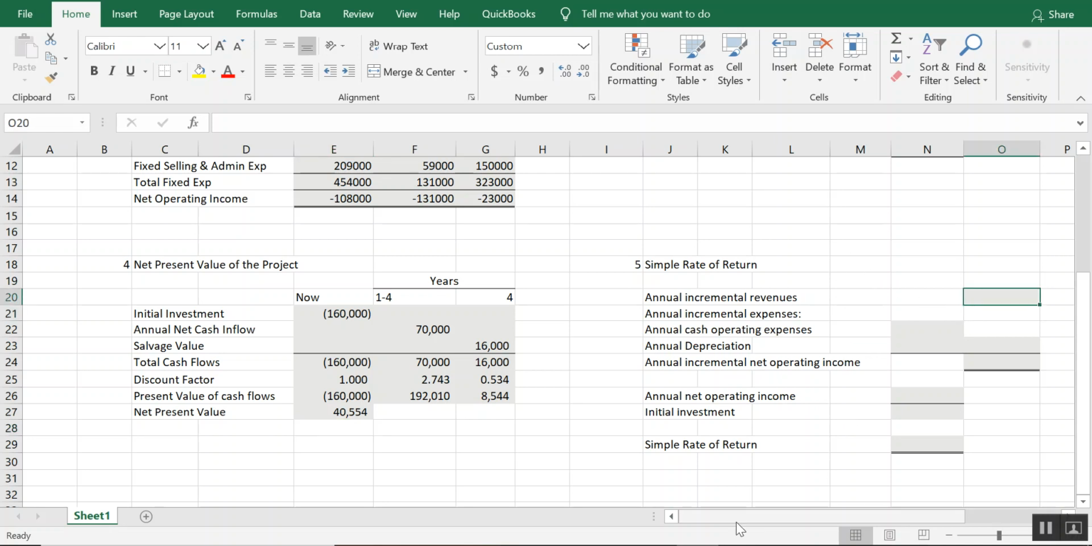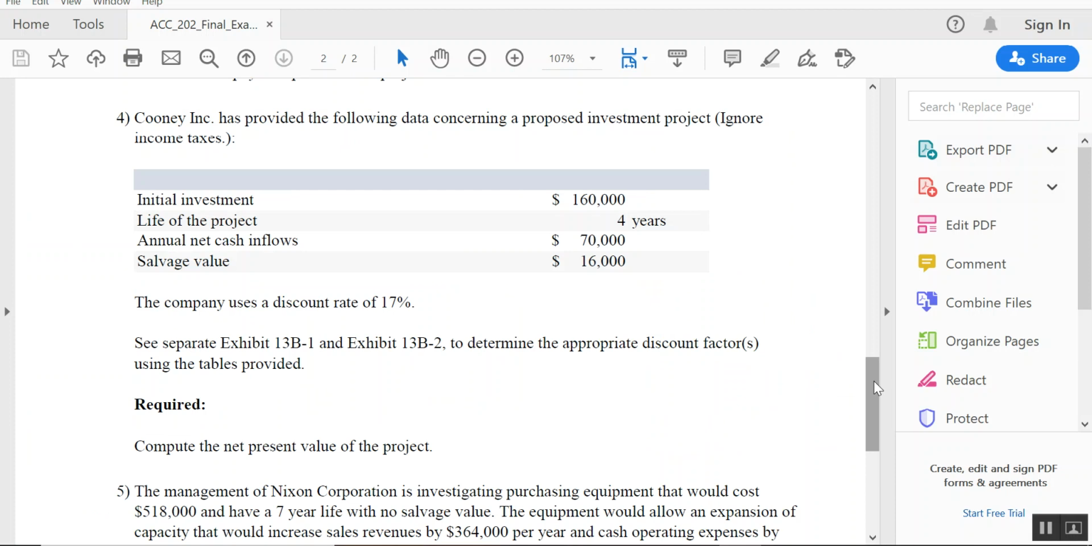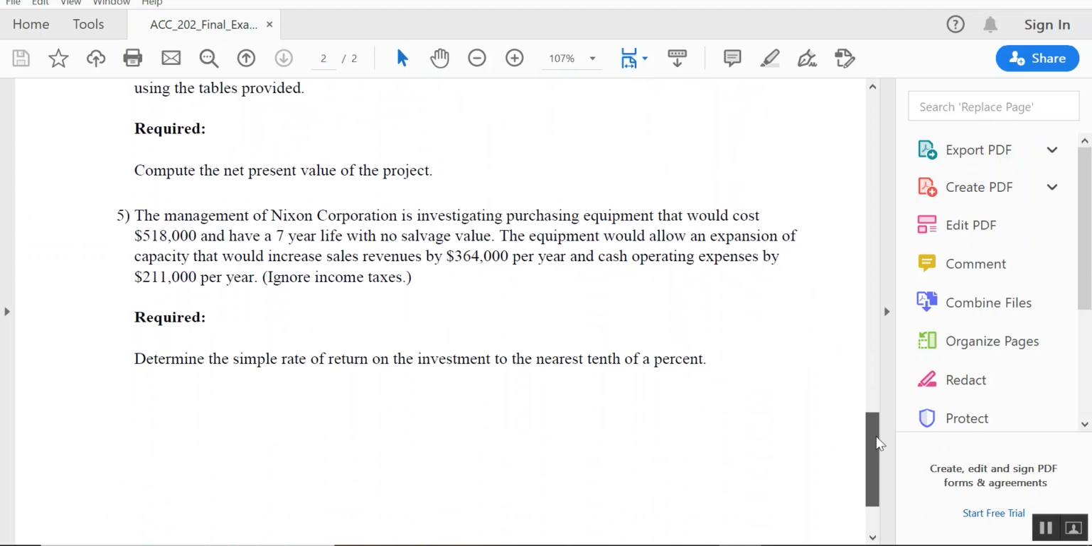Okay. The last problem I have here is number 5, which is a simple rate of return question. This says the management of Nixon Corporation is investigating purchasing equipment that would cost $518,000 and have a 7-year life with no salvage value. The equipment would allow an expansion of capacity that would increase sales revenues by $364,000 a year and cash operating expenses by $211,000 per year. Determine the simple rate of return on the investment to the nearest tenth of a percent.